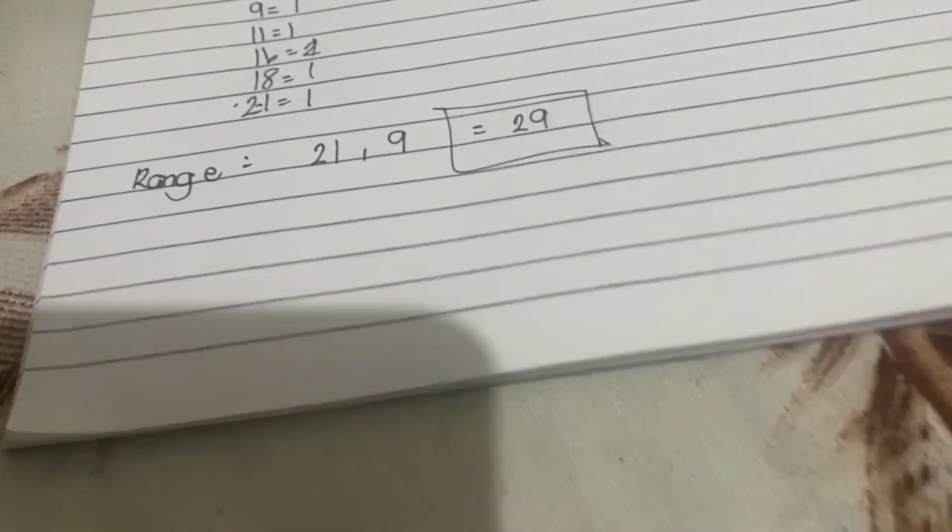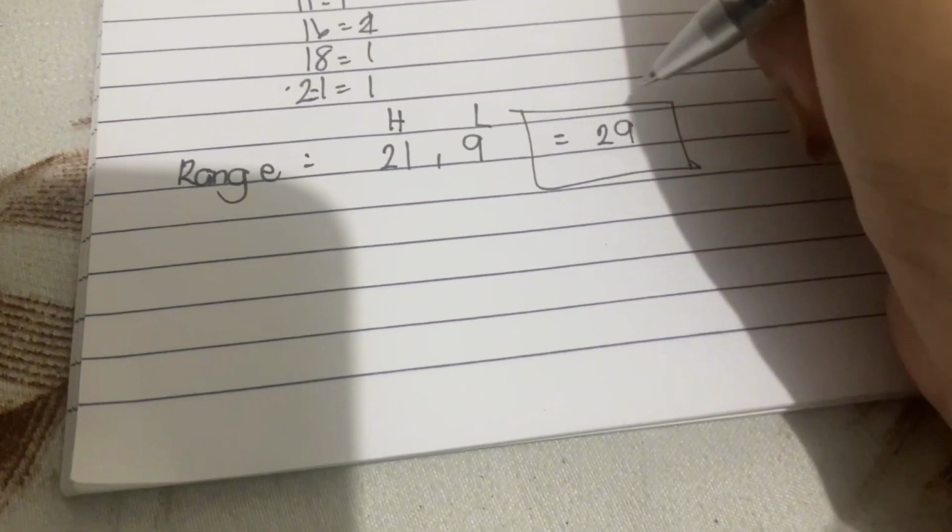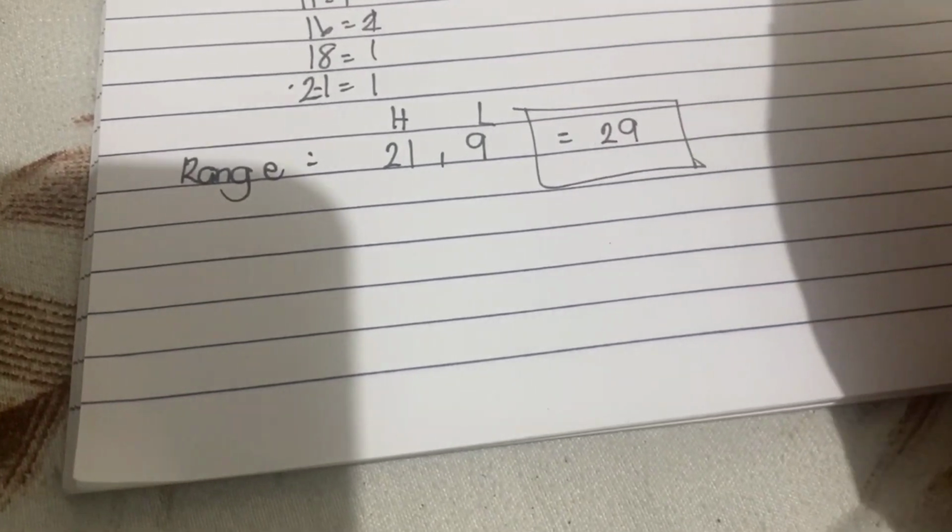Range, hanapin yung highest and lowest. So let's add them. 21 plus 9 equals 29. So yung final answer is 29.